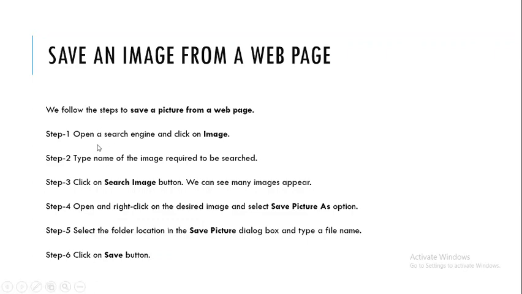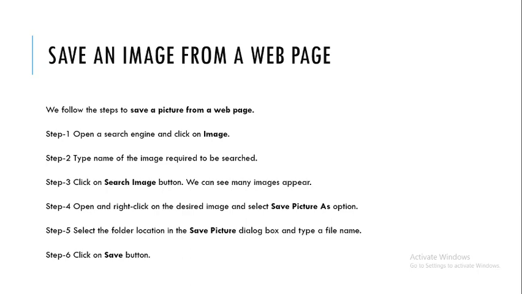Steps are given over here. Open a search engine, click on the images, type the name of the image required to be searched, click on the search image button, or directly you can press the enter key. We can see many images appear. Open and right click on the desired image and select save picture as or save image as. It is the same thing, please don't get confused. In some web browsers the option is save picture as, and in some it says save image as, so it is the same thing.